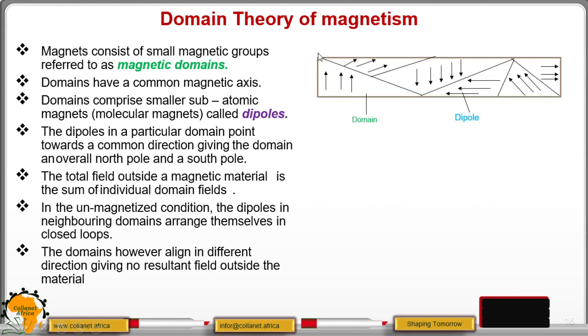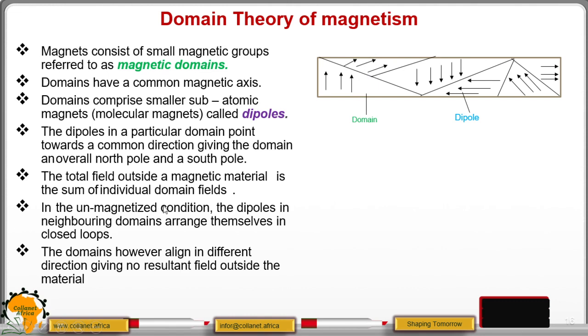Now, this group that is covered here is what we call the domain. These small magnets that are inside are the ones that we are calling the dipoles. In this domain, all the dipoles are facing north, upwards. So it means that this edge of this domain is north and this edge is south. When you come to this second domain, you'll find that they are pointing towards that direction. So again, this edge will be north and this edge is south.